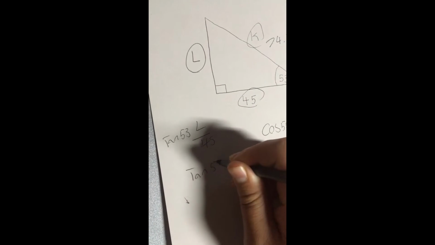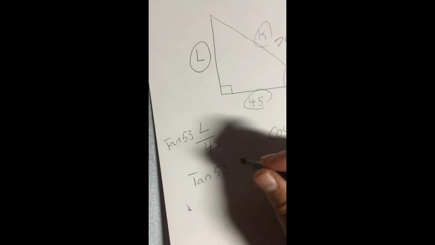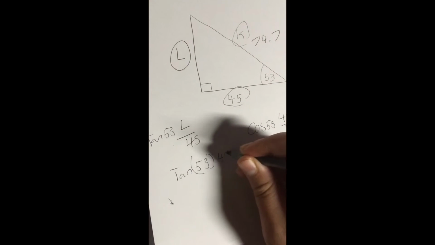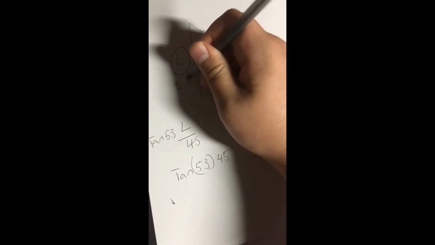Since the unknown is on the top, we're not going to be dividing, we're going to be multiplying this time. So it'll be tan of 53, close parentheses, times 45. That's how it would look in your calculator. And what you would get for that is 59.